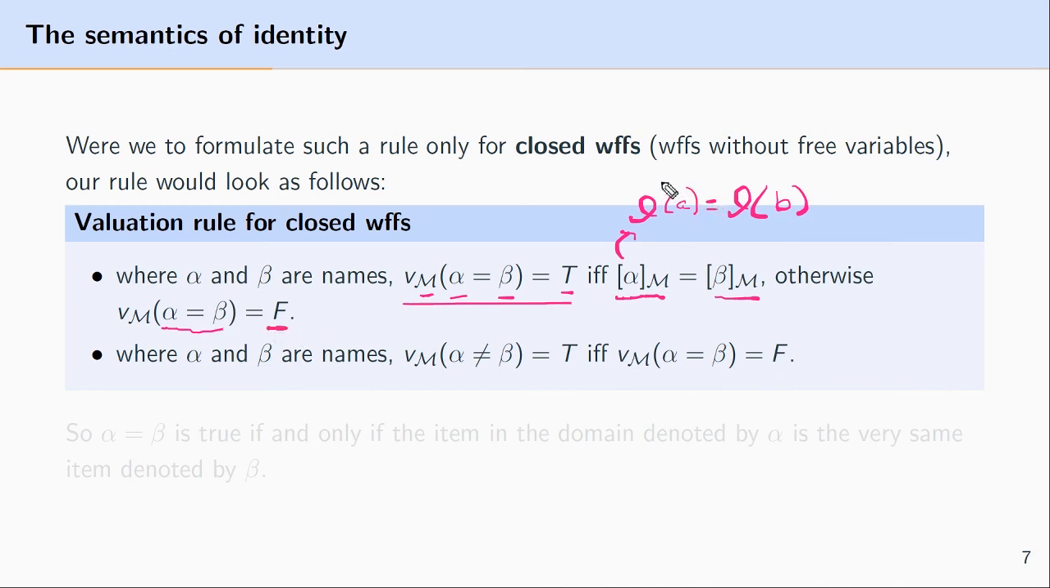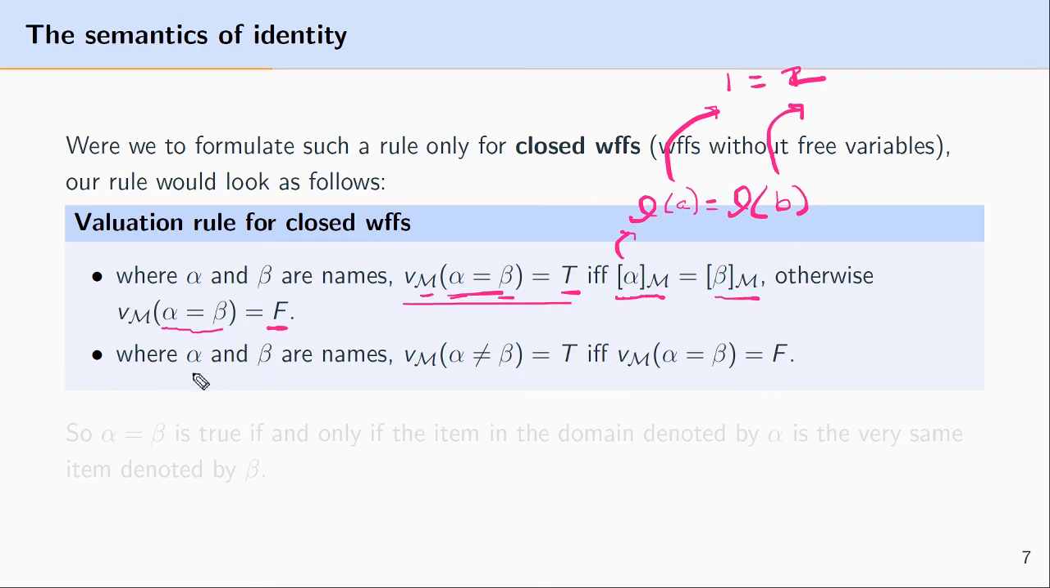Remember that the interpretation of a name will pick out some object from the domain. So we might say that if the name A picks out 1 and the name B also picks out the item 1 from the domain, then the formula A equals B will be true. But if the interpretation of A picked out 1 and the interpretation of B picked out 2, then the formula would be false.